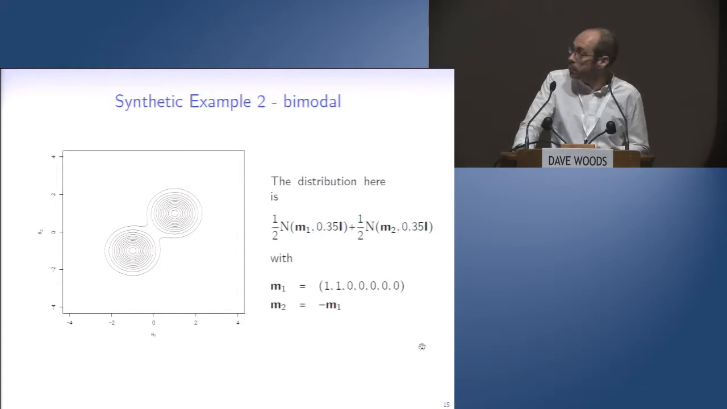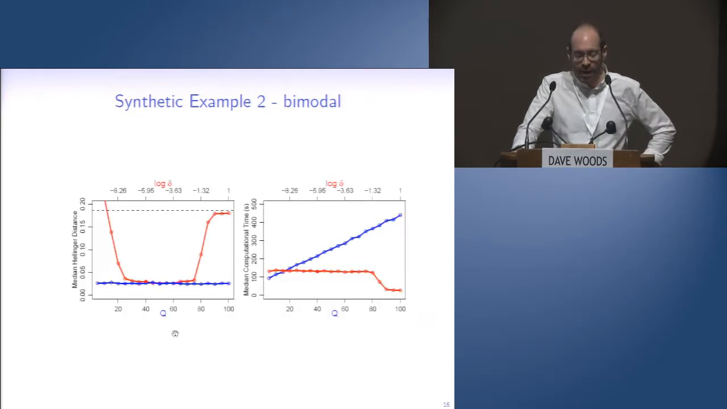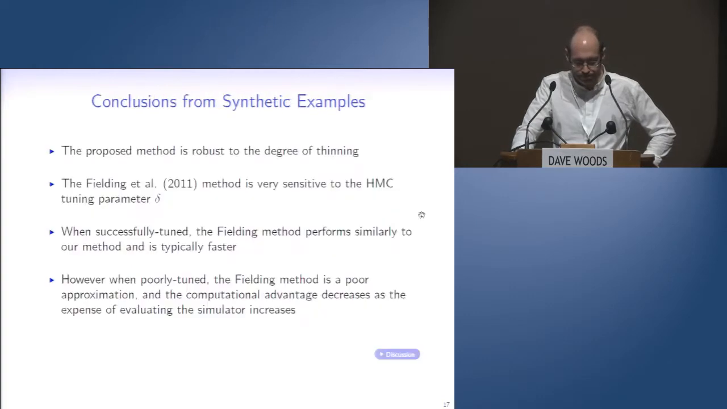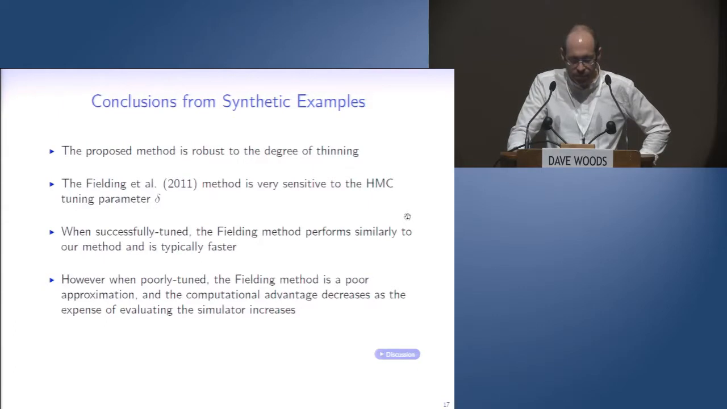This is the second example. We've just plotted here a projection into 2 dimensions which show the 2 different modes. It's 7-dimensional in total. And then we have the same plots which give you basically the same results. With our method, the Hellinger distance is fairly constant to the degree of thinning, whereas, again, the tuning parameter in the HMC is really quite critical to its performance, and the computation performs similarly to the previous example. So I think we have covered all of those.